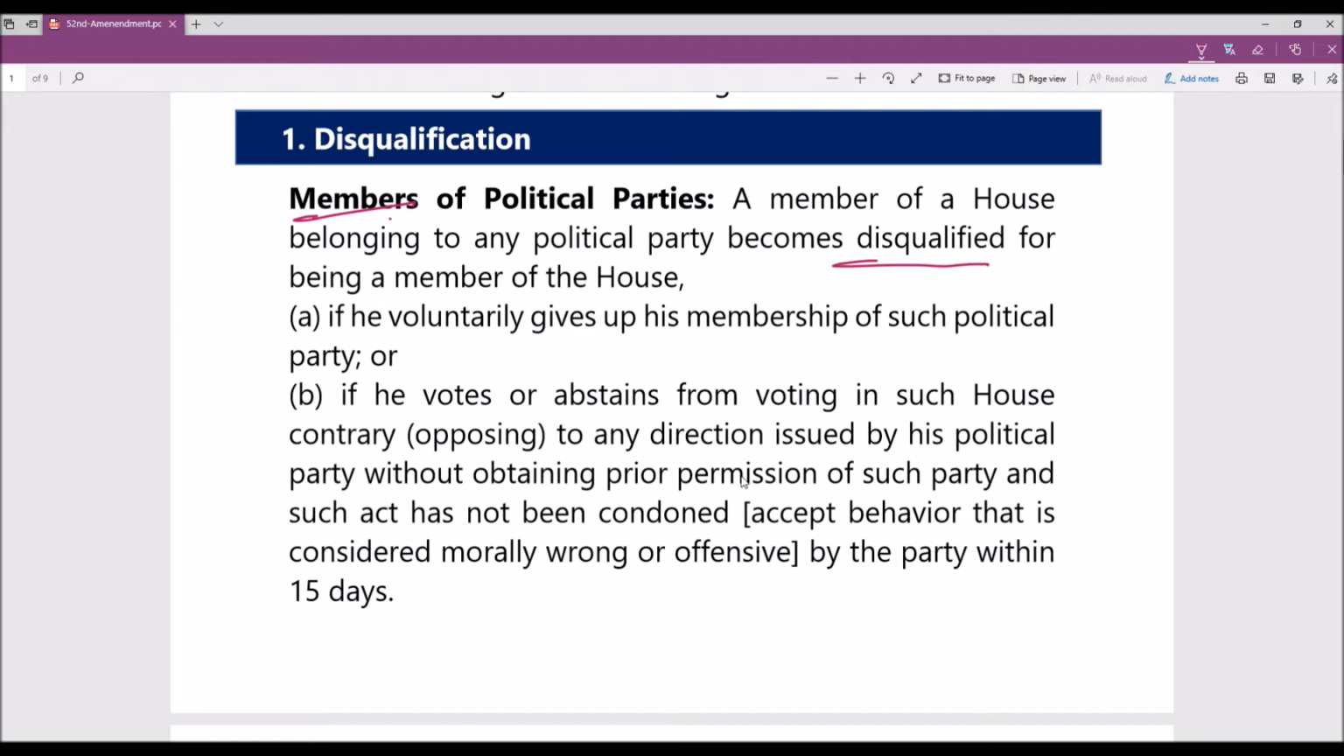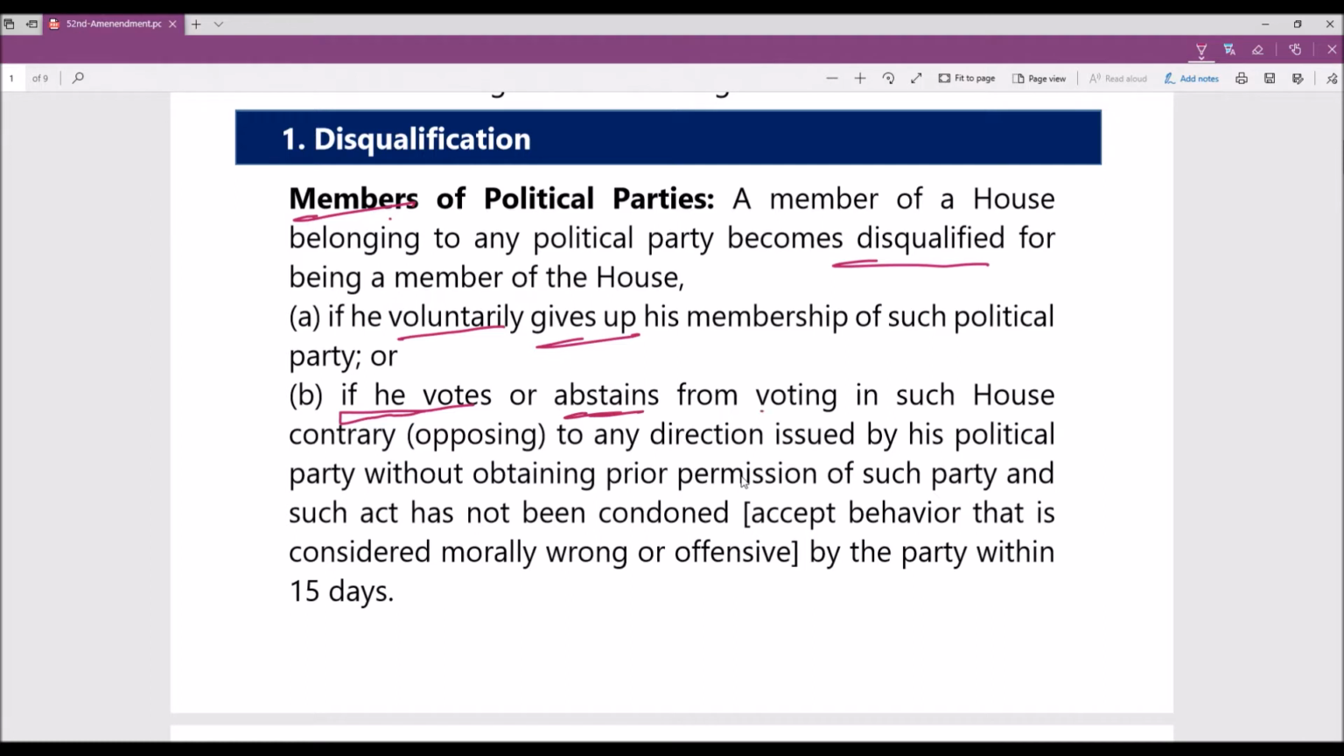Why? When he voluntarily says, no, I don't want to be a part of Congress or BJP anymore. So he becomes disqualified, because you have won a seat from a political party. When you say that I don't like this party, I'll resign, he automatically becomes disqualified.